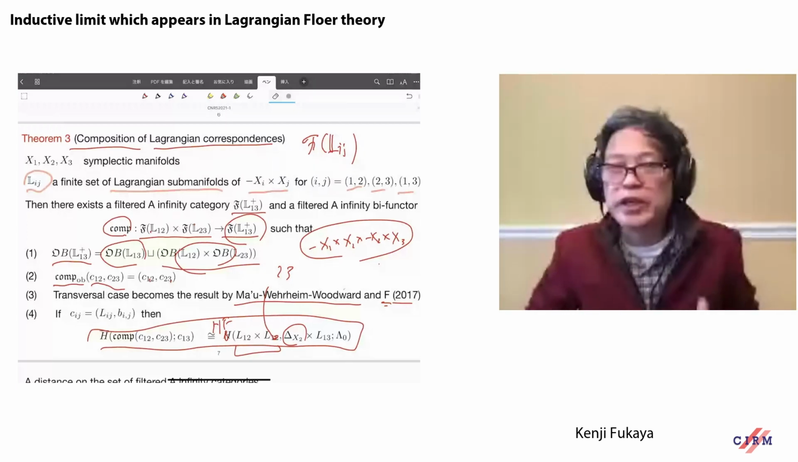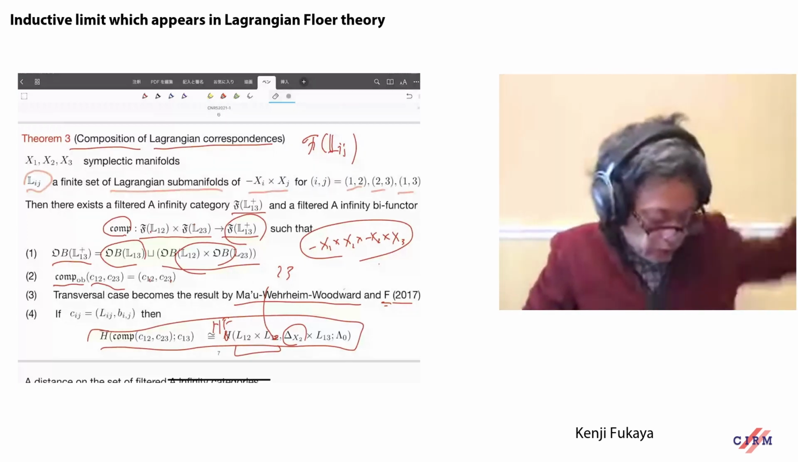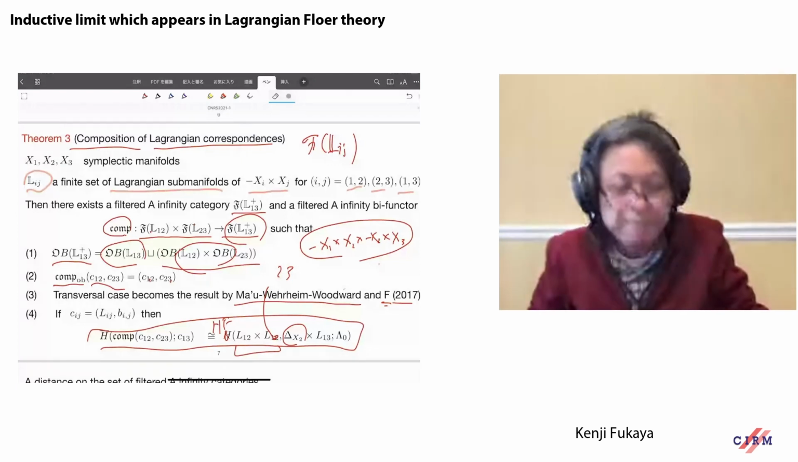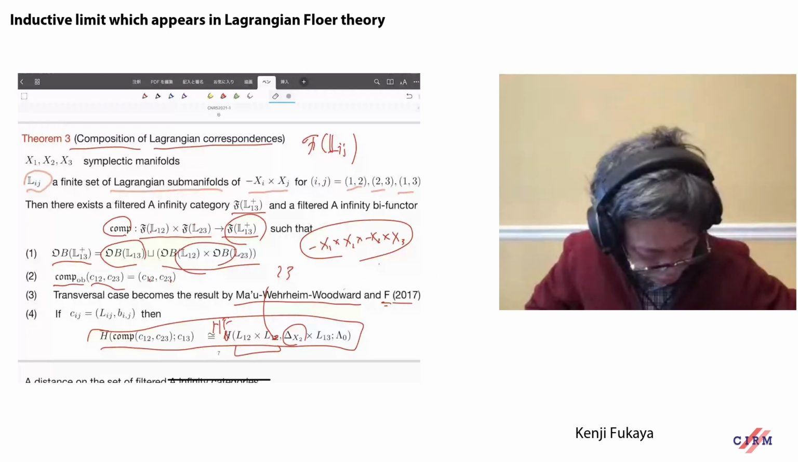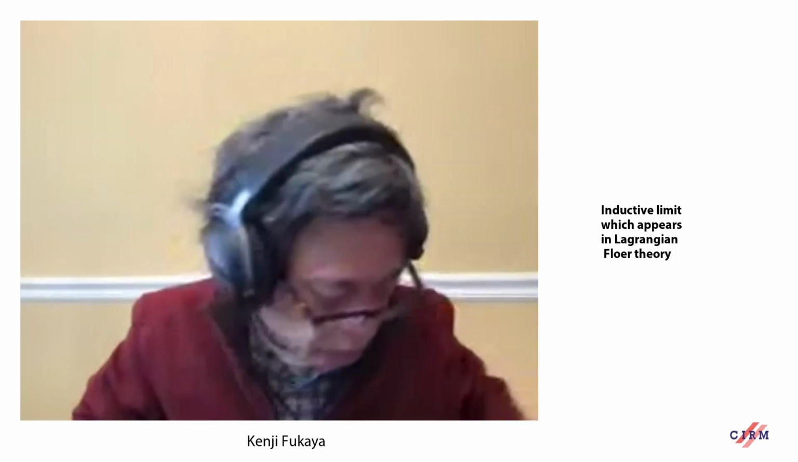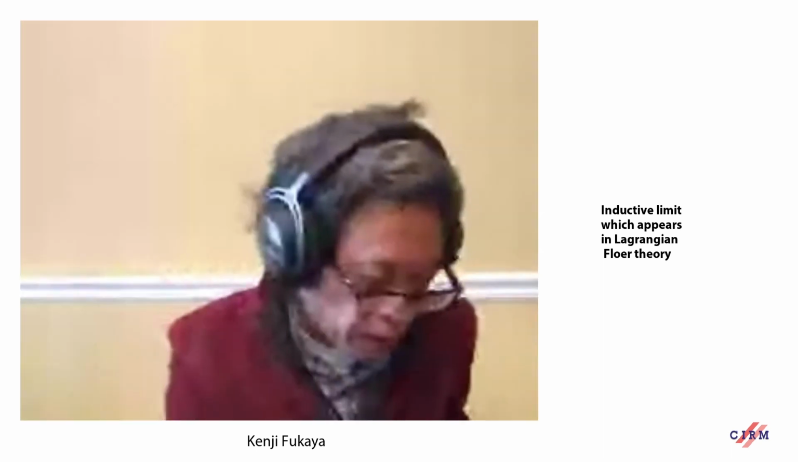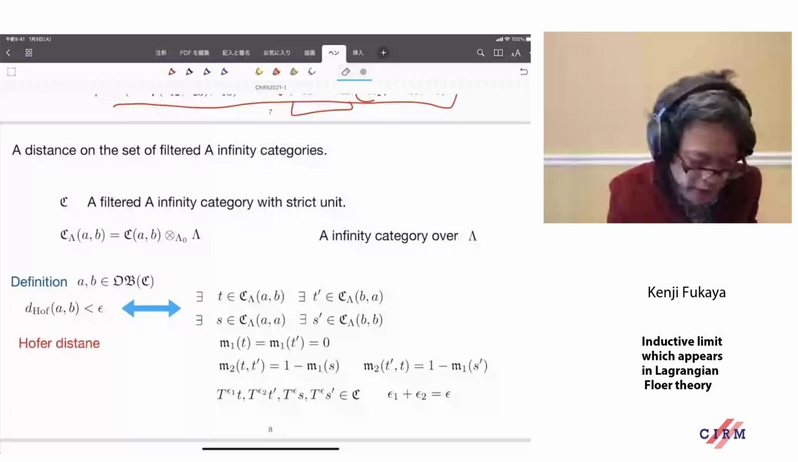Okay, so these are the three applications of the construction I want to explain. Now I want to explain some notions I want to introduce. The first thing I want to introduce is a topology on the set of filtered infinity categories.